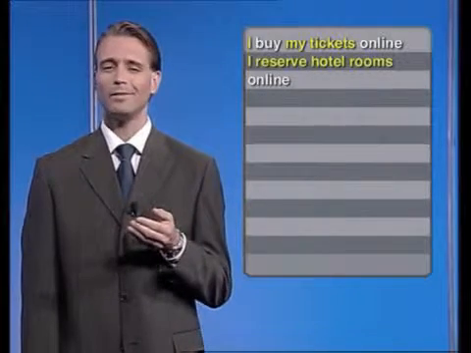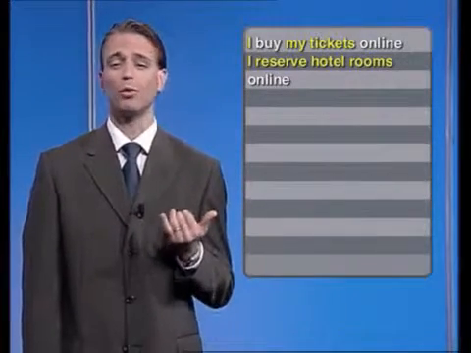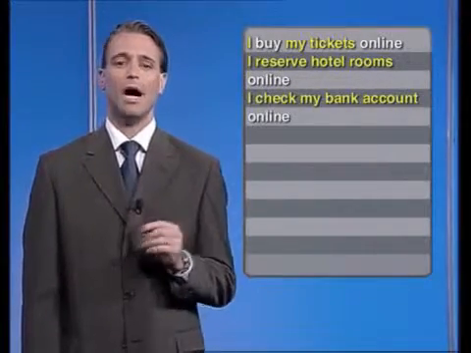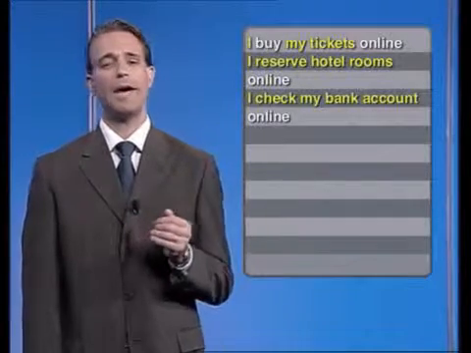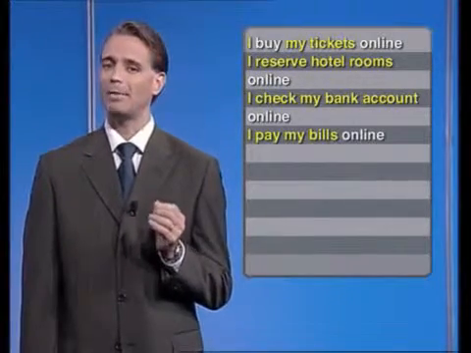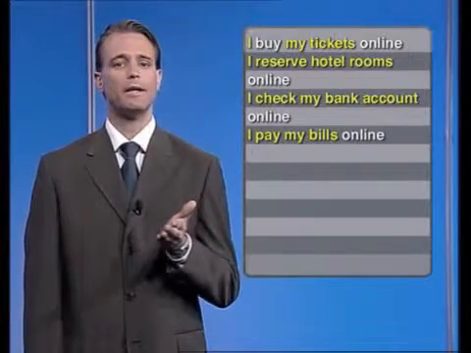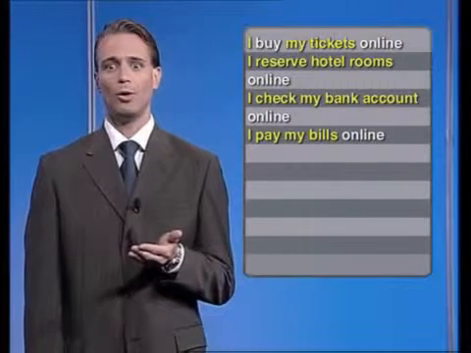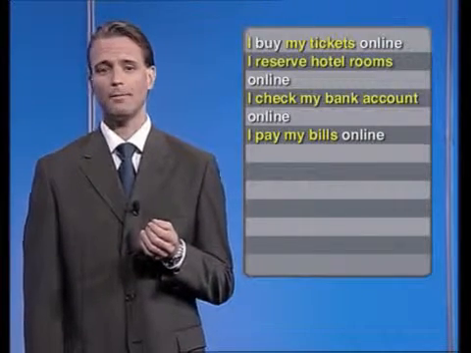Marie said, I buy my tickets online. This means she uses the internet to buy her ticket. What other things can you do online? Here are some examples. I reserve hotel rooms online. I don't call the hotel on the phone to reserve a room. I use the internet. I check my bank account online. I use the internet to see how much money I have in my account. I pay my bills online. I use the internet to pay the electricity bill, the water bill, the gas bill. Wow, we can really do a lot of things online.